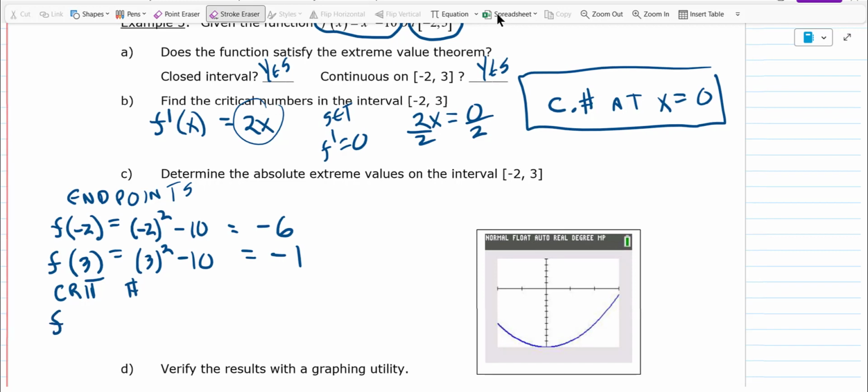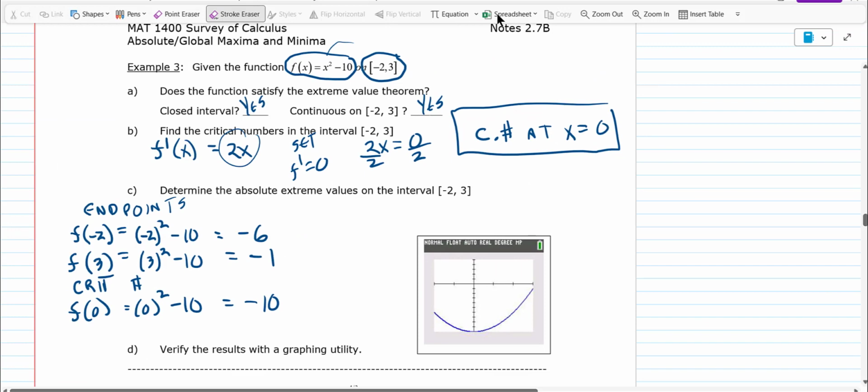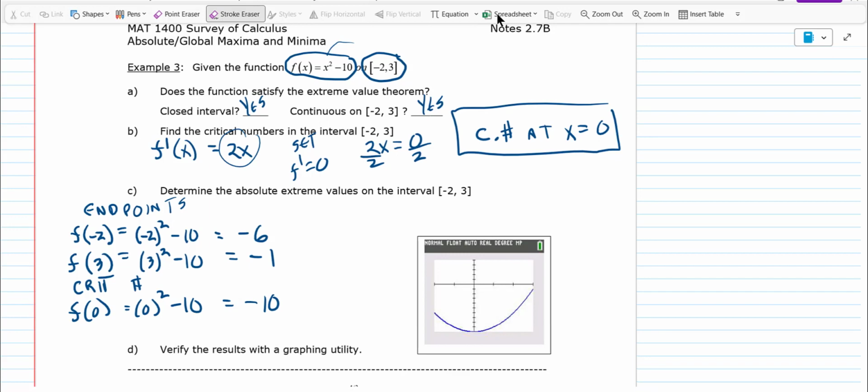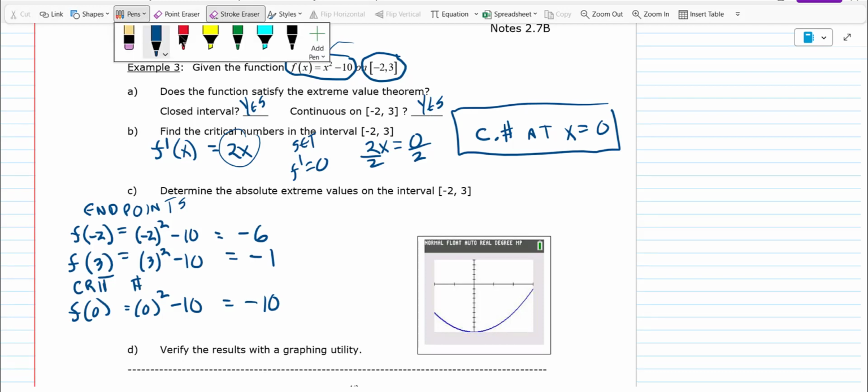Now we're going to do f of 0. The only critical number we got was 0, so you plug 0 into the original function. That's 0 squared minus 10, which is negative 10. Since this follows the extreme value theorem, we're guaranteed to have an absolute max and an absolute min. They're going to happen either at the endpoints or someplace where the tangent line is horizontal. Now all you've got to do is this, and this is super easy. The smallest number is this right here.